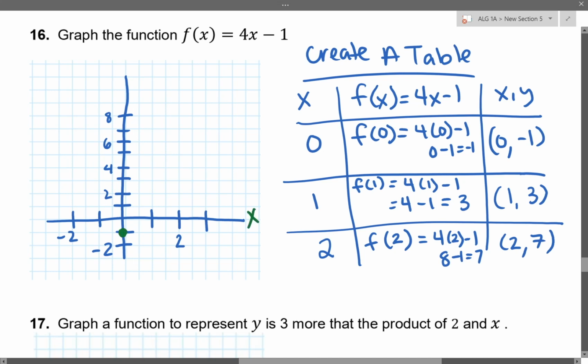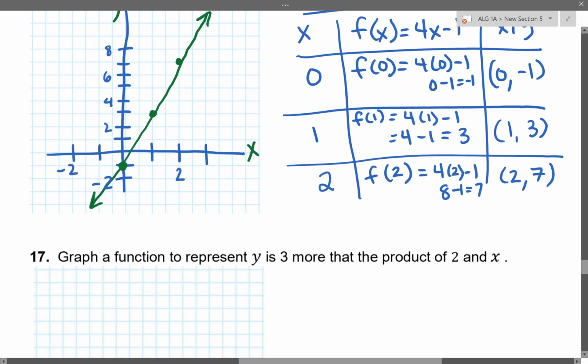Because remember, this is my x, this is my y. My next point is 1 and 3. So 1 is on my x value, so it's just 1 over. And then 3 is up. So this is 2, this is 3 right here. The last one is 2 and 7. So 2 is just 2 over on the right. And go up to 7 right here. Connect my dots, and I am done. That is how you graph a function.